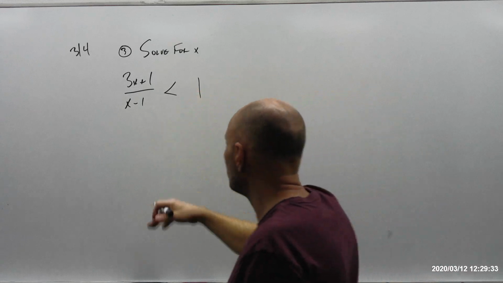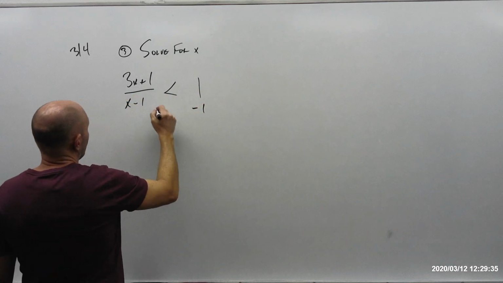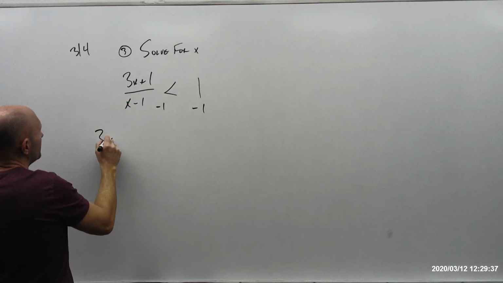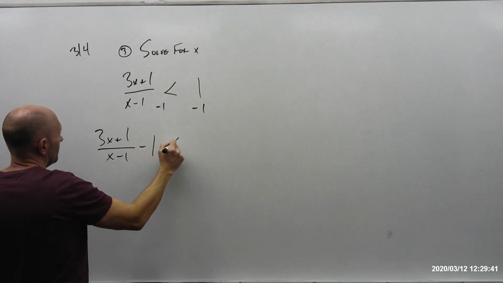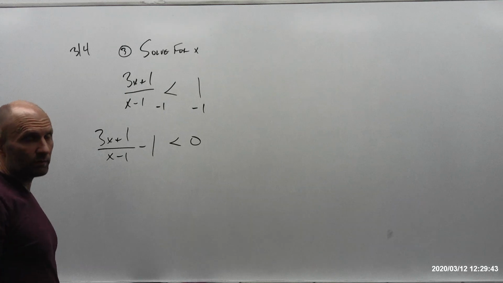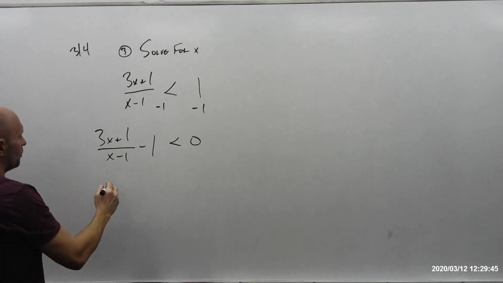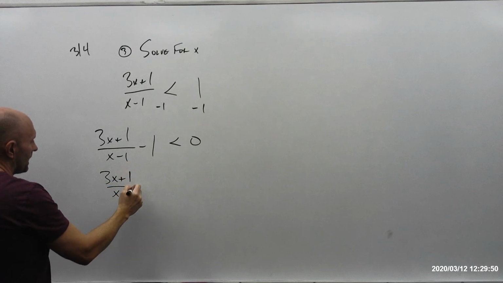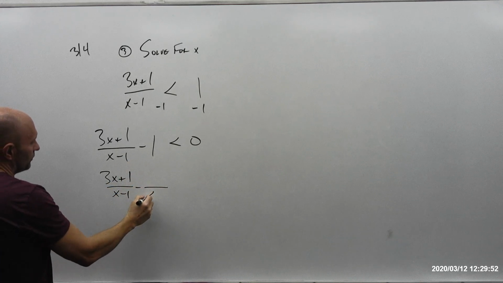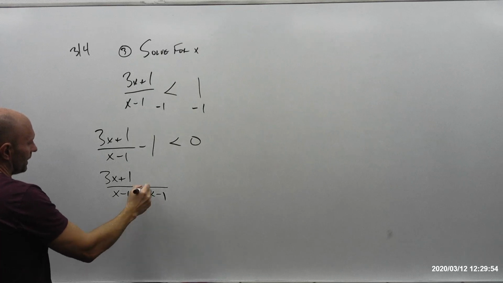So I need to move that 1 over. I'm going to subtract 1 from both sides, so I get 3x plus 1 over x minus 1 minus 1 is less than 0. Combine this into one term. So this is like 3x plus 1 over x minus 1 minus, to combine them in the same term, they have to have the same denominator, x minus 1.